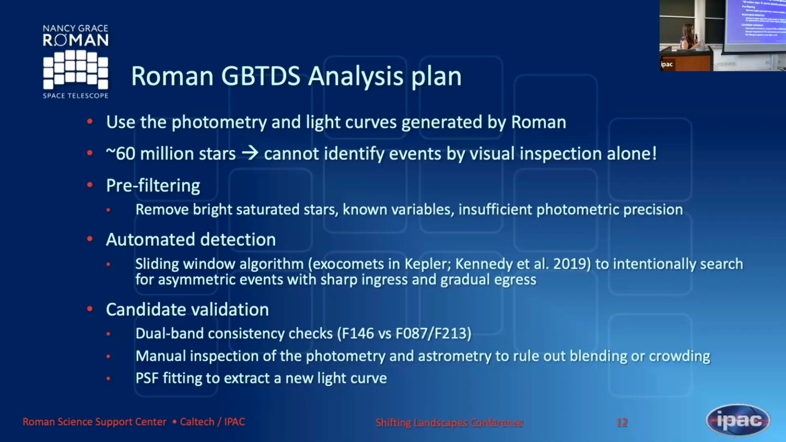And then we'll do some kind of validation. I think this survey is primarily in this filter, but for some data we will have a longer cadence, and we'll have some other filters. So where possible, we'll use the other data, but otherwise we may do a manual inspection and, in some cases, re-extract a new light curve.